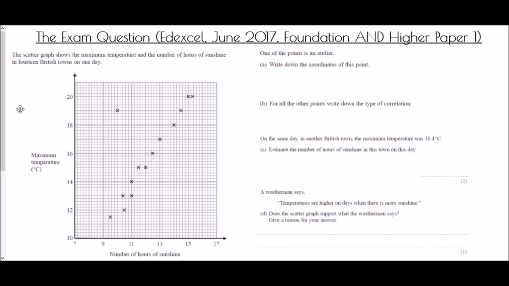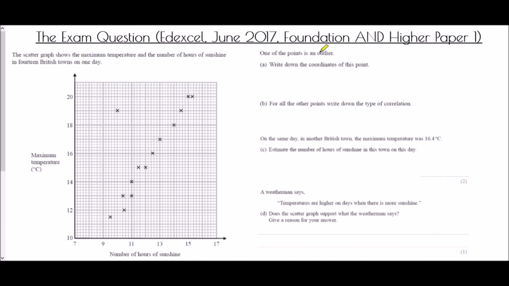Okay, so we end with the exam question, and this was on the Edexcel paper in June 2017, on the Foundation and Higher paper 1. This is a crossover question. We're told that the scatter graph shows the maximum temperature and the number of hours of sunshine in 14 British towns on one day. One of the points is an outlier. Write down the coordinates of this point.